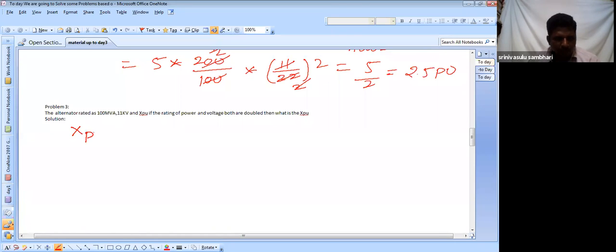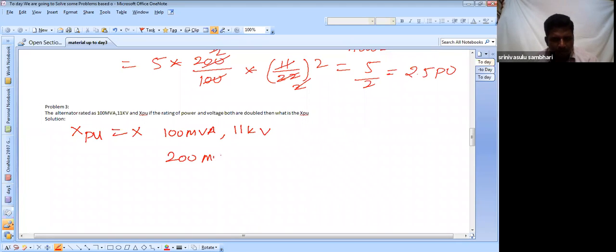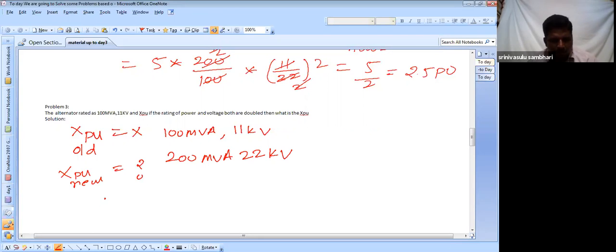Let X per unit old be equal to X. Normally it is 100 MVA, 11 kV. Now if you double, the power becomes 200 MVA. Voltage also doubles, that is 22 kV. This is one of the GATE questions. This X old, let's assume X. Now what is X new? You have to find. Now we know the formula for X new. X new is equal to X old.